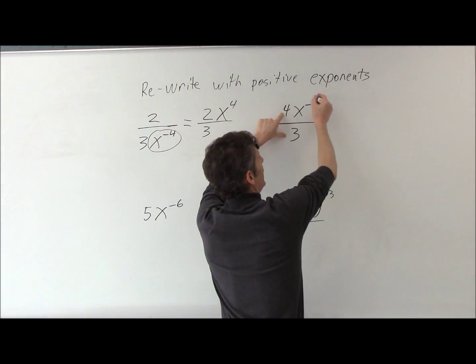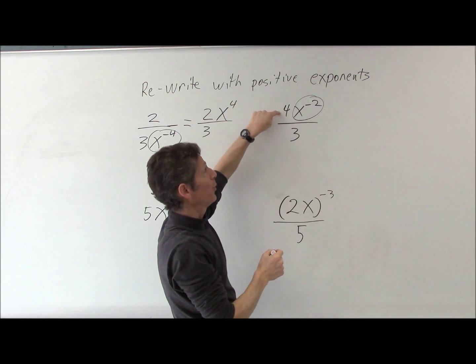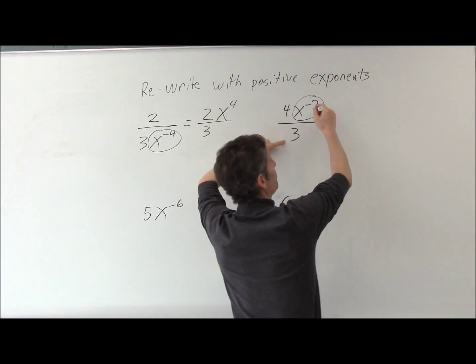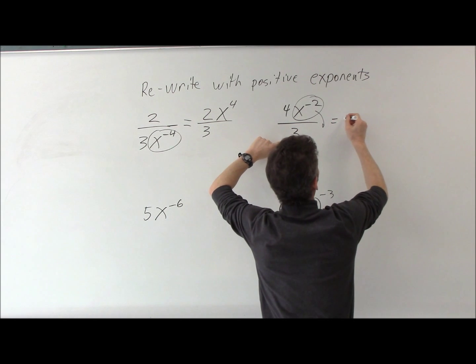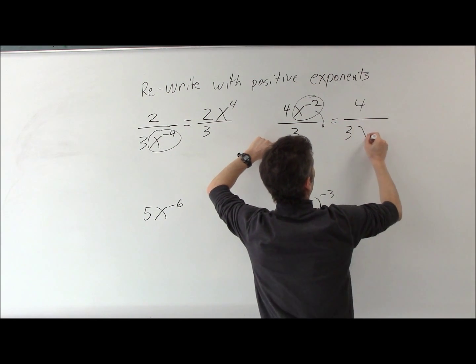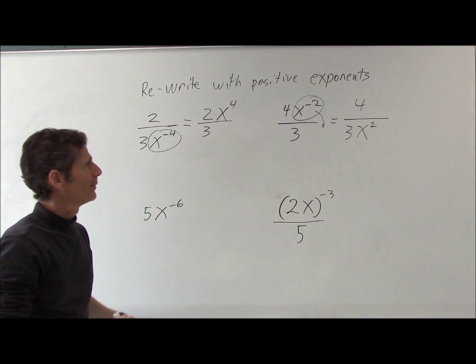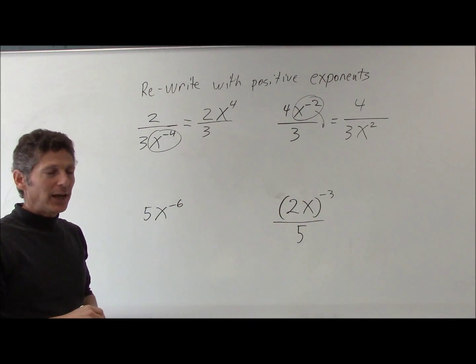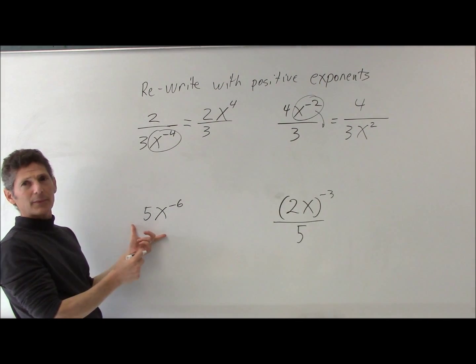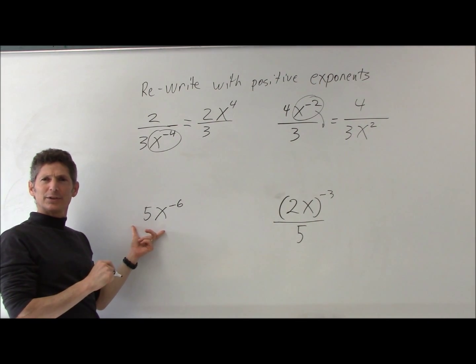I have a 4 and a 3. Again, the 4 stays where it is, the 3 stays where it is. I'm just bringing this whole big bad boy down here, and that is 4 over 3, x to the positive 2. Beautiful. Am I doing okay so far? Yeah, because only the x is being raised to the negative. Yes, that's what I'm saying. Right. Beautiful. Sometimes this bothers students. I'm not sure why.